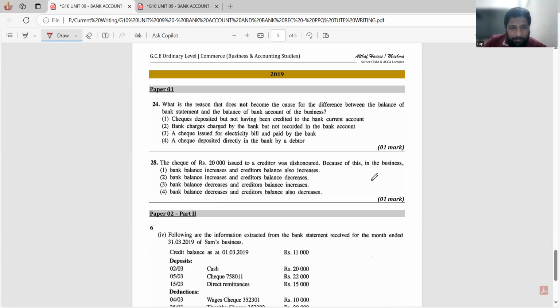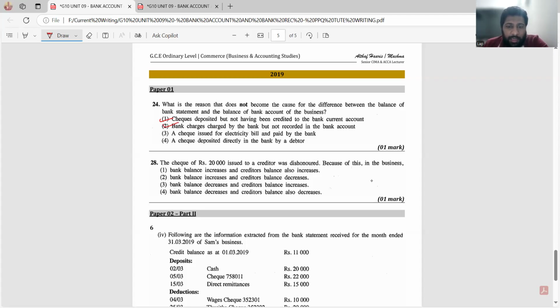What is the reason that does not become the cause of difference between the bank statement balance and the bank account balance of a business? Check deposited but not credited to the bank current account. This is unrealized checks. That is an item which will cause a difference. Second one, bank charges charged by the bank but not recorded in the bank account. Bank charges not recorded in our accounts will cause a difference.